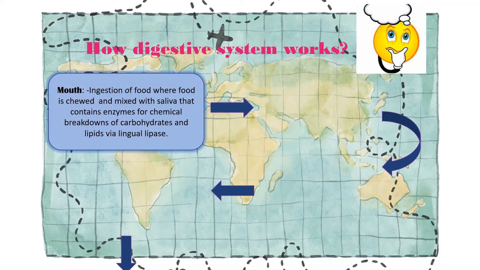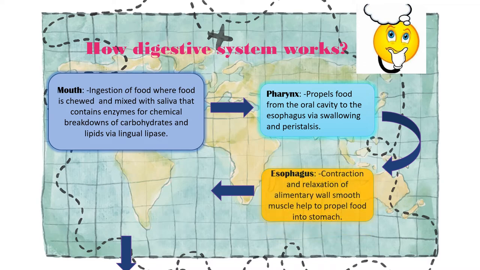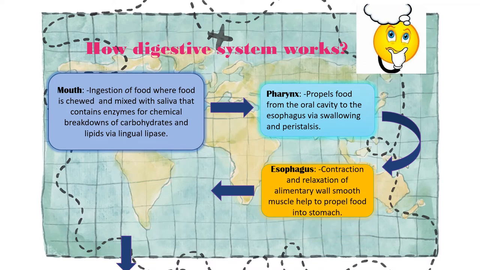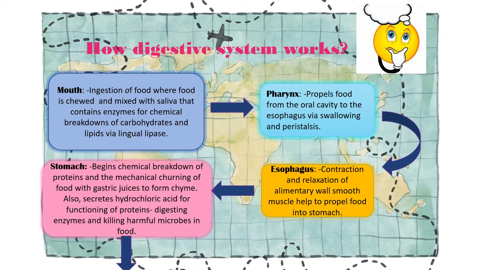So firstly, at the mouth, ingestion of food occurs, where food is chewed and mixed with saliva that contains enzymes for chemical breakdown of carbohydrates by amylase and lipids via lingual lipase. And then the food will move down to the pharynx. The pharynx will move food from the oral cavity to the esophagus via swallowing and peristalsis. At the esophagus, the contraction and relaxation of the alimentary wall smooth muscle help to further propel food into the stomach. And at the stomach, chemical breakdown of proteins begins, with mechanical churning of food with gastric juices to form chyme. Also, the stomach will secrete hydrochloric acid for enzymes and killing harmful microbes in food.